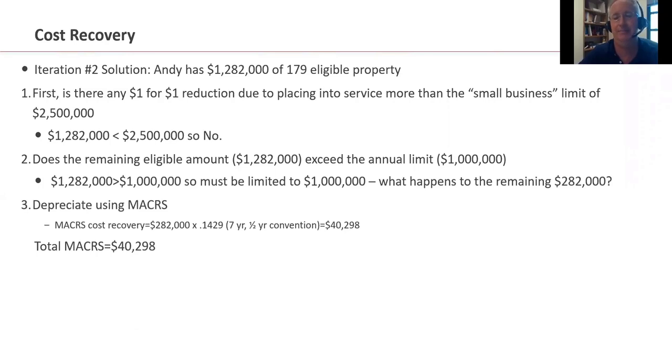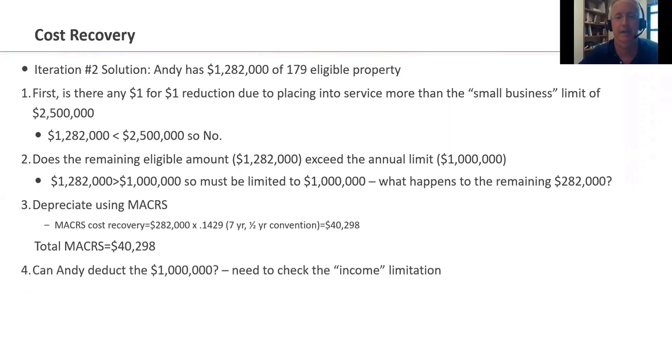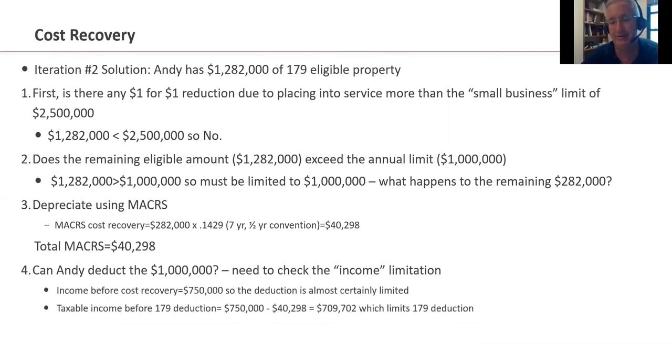Now we need to go to the income limitation. That's where this iteration sticks. Can Andy deduct $1 million? Man, he really wants to. He wants to deduct all of that $1,000,000, but he needs to check whether or not he's got enough income to do it. Recall that his income before cost recovery was $750,000. So yeah, it's going to be limited. But remember, we need to calculate income before all deductions except 179. That means I've got to get that depreciation out of there too. I'm down to $709,702. So because I had to deduct maker's depreciation, that means 179 is limited to $709,702. Okay? So total cost recovery is $1 million.